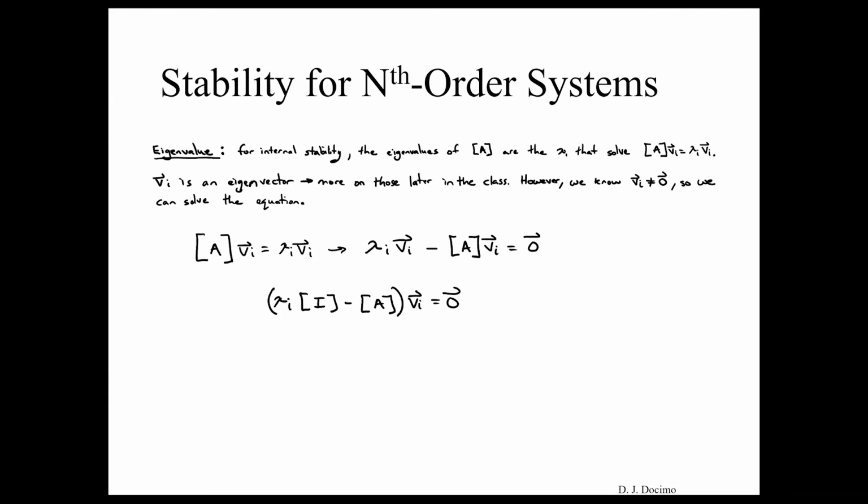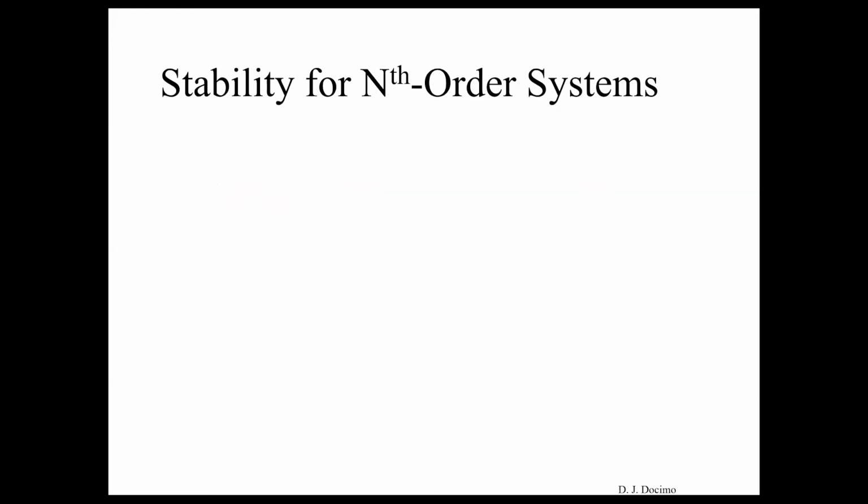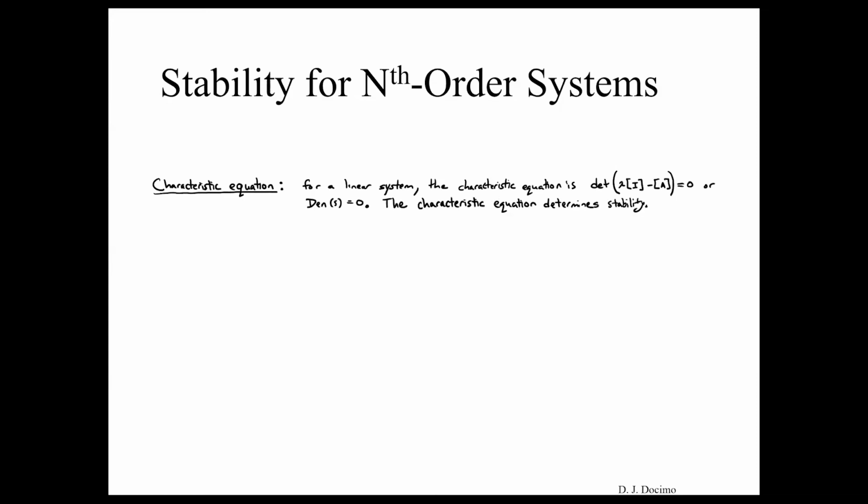So if V can't be 0, then the determinant of lambda I times our identity matrix minus A has to be equal to 0. And this is the formula for internal stability. It's called the characteristic equation. For a linear system, the characteristic equation is the determinant of lambda I minus A equal to 0. Or for input-output with transfer functions, it is the denominator equal to 0.